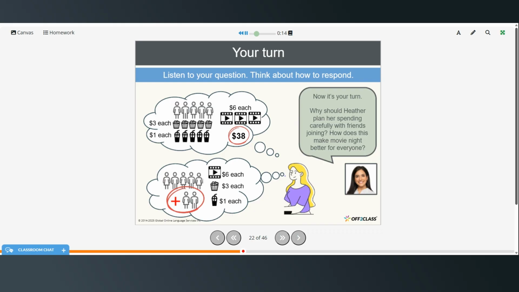Leela talked about why thinking about everyone's needs helps Heather plan her spending. Now it's your turn. In a moment, I will ask you what changes Heather could make in her spending to save money for future movie nights. Think about it.